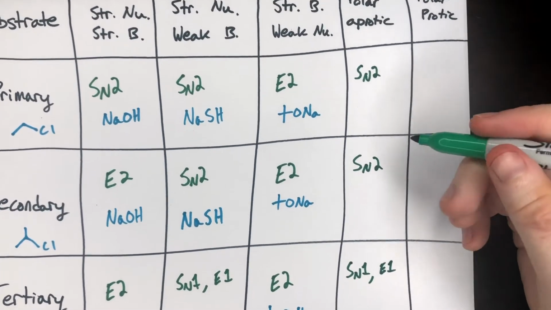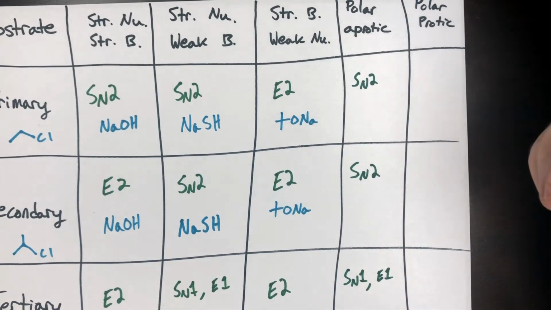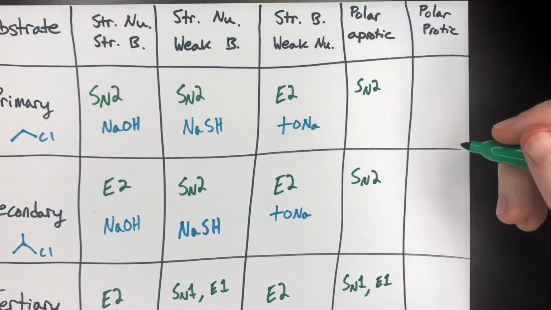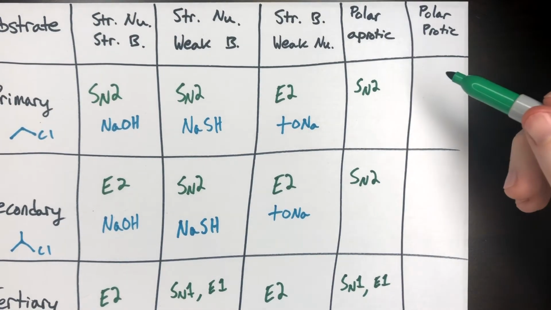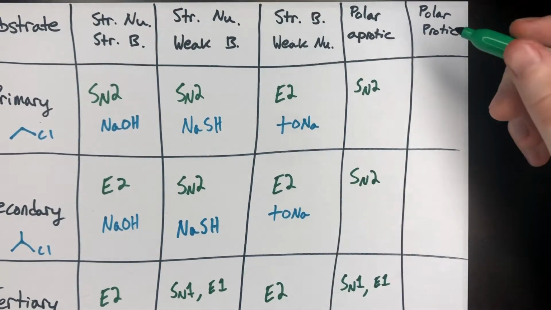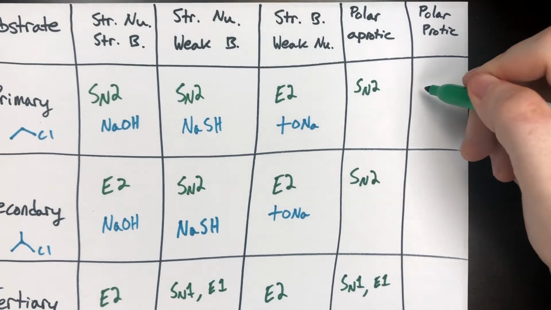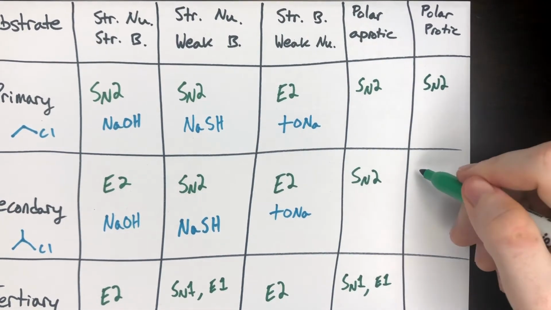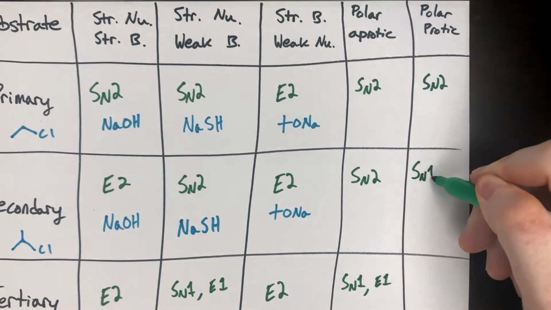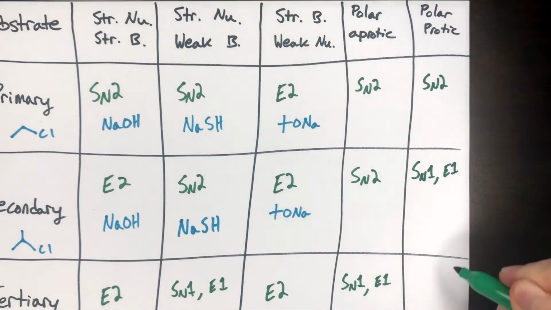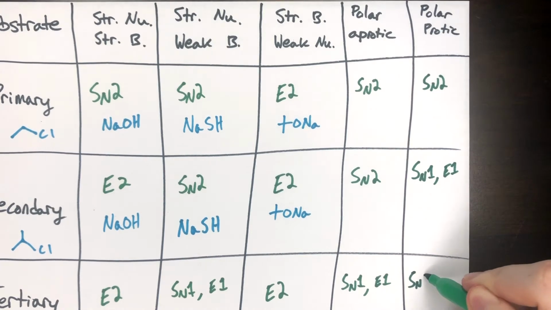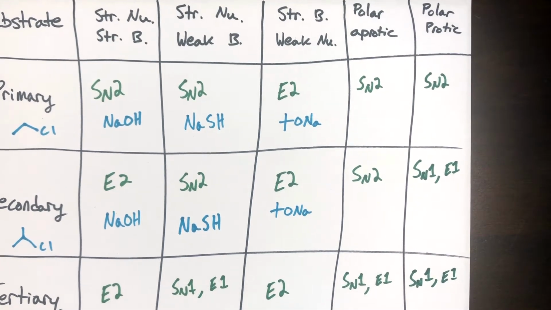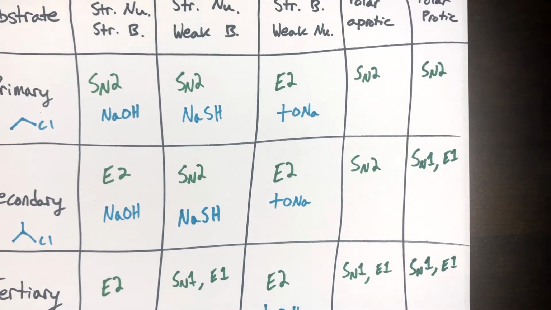And then on the other hand, polar protic solvents prefer SN1 and E1 type mechanisms. So in this case, with a primary alkyl halide and a polar protic solvent, we will still get SN2 since it's primary, but as soon as we get to secondary, it's now going to switch to SN1 and E1 because the steric hindrance and the polar protic nature of the solvent will dictate that it will undergo that mechanism.